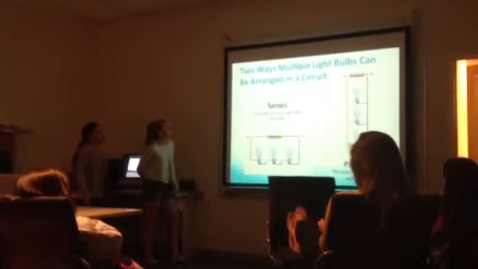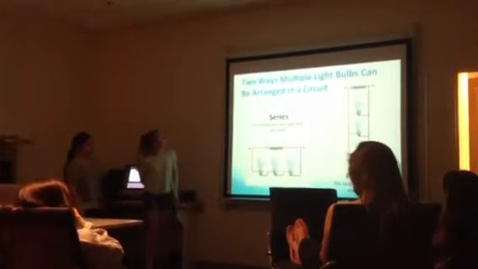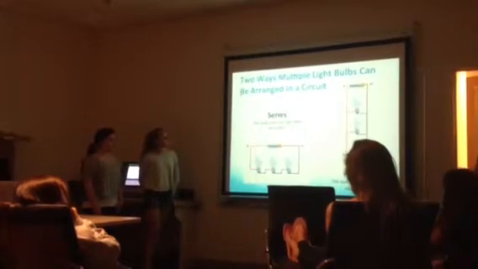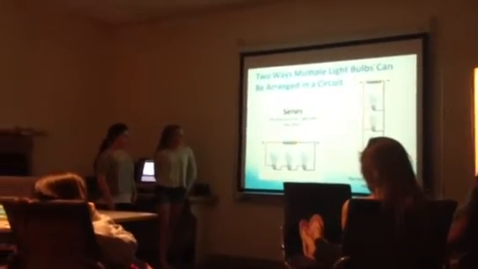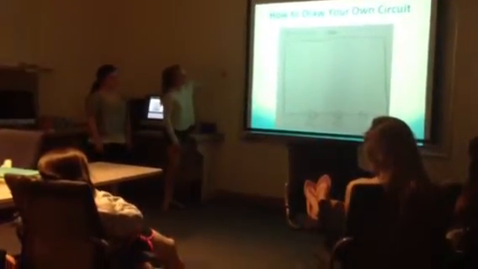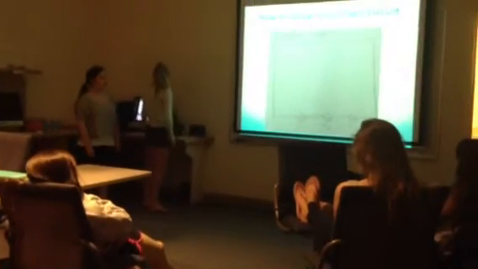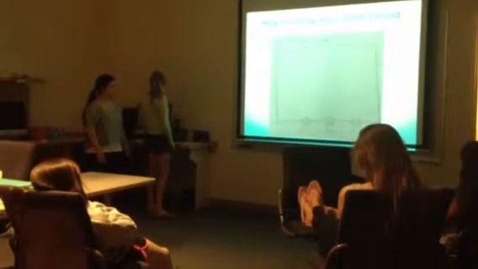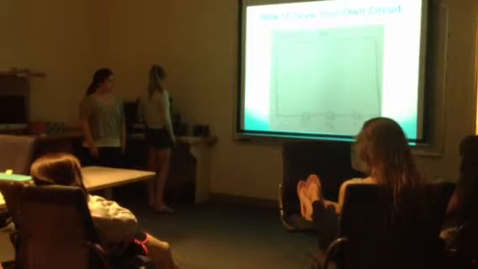So there are two ways multiple light bulbs can be arranged in a circuit. The first one is series, where the bulbs are one right after the other in the circuit. And the second one is parallel, where the bulbs are parallel to each other. Those are the 2 different ways to arrange them. This is how to draw a simple circuit. It has a battery and the light bulbs, with resistance labeled on the bulbs.